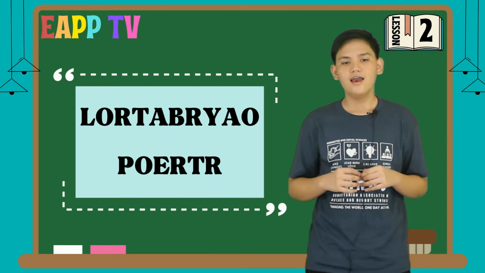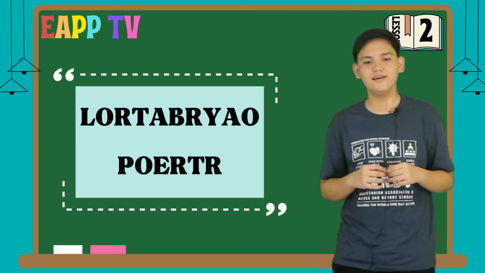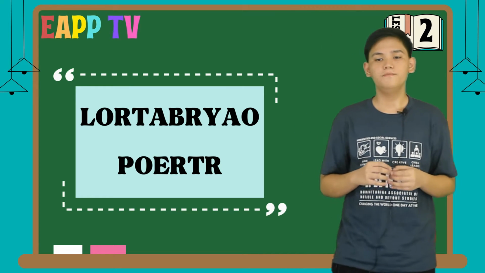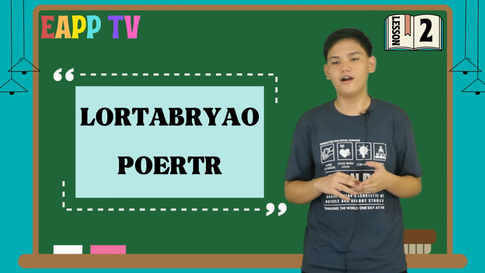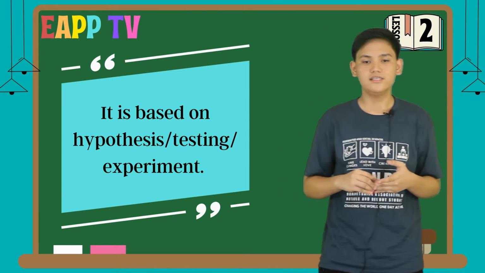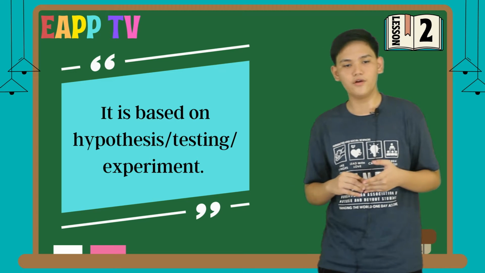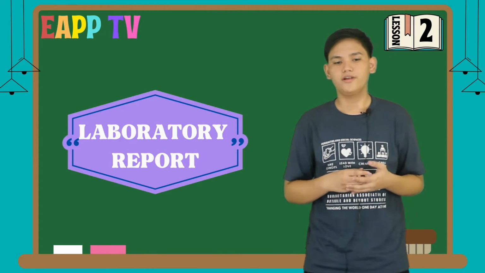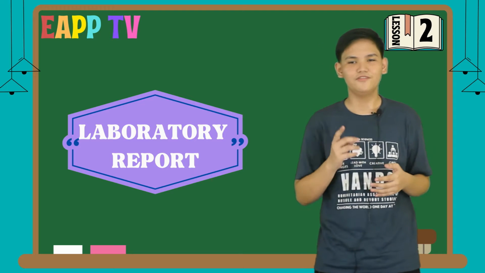And the last one, number 4, L-O-R-T-A-B-R-Y, A-O-P-O-E-R-T-R. It is based on hypothesis, testing, experiment. The answer is laboratory report. Great! You got the perfect scores.